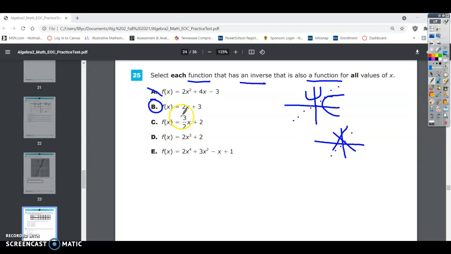This one is a fraction, 1.5 or 3/2 x. It's still a line. So when you reflect it, it's still going to be a line. It's still going to pass the vertical line test. So that one is also going to work.